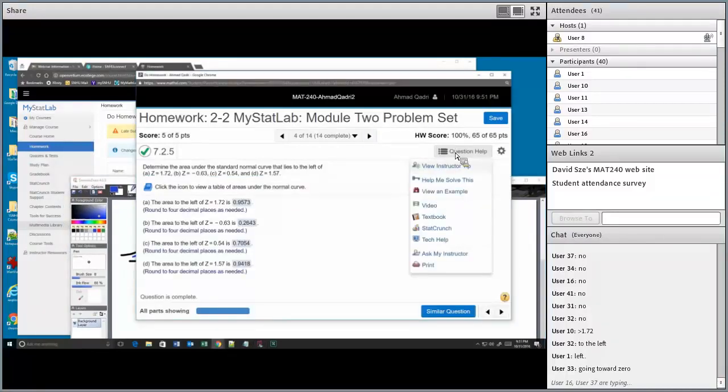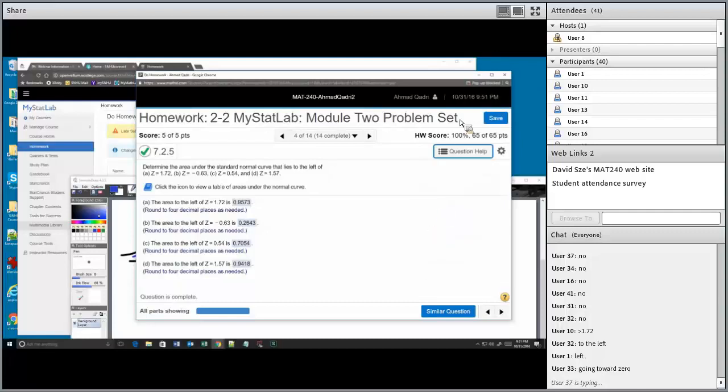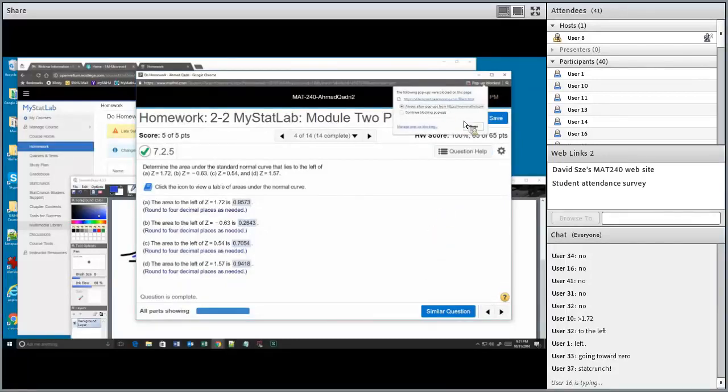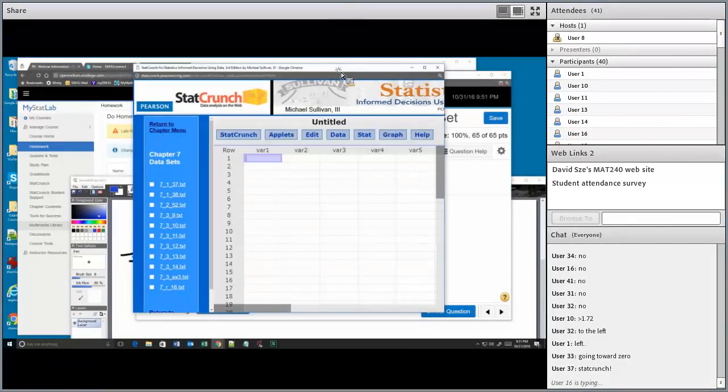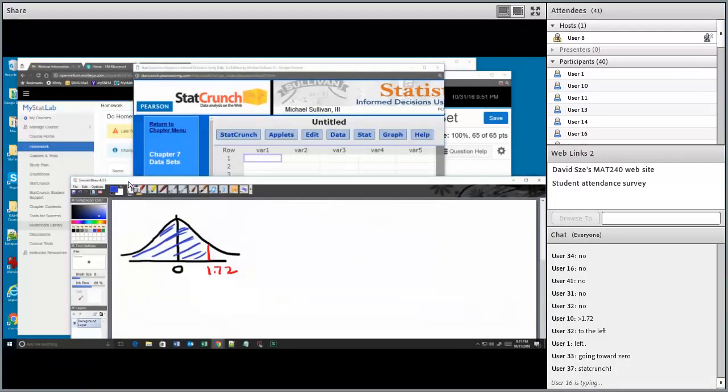StatCrunch is our friend. I'm going to open StatCrunch and then I'll show you what it is. Okay. So my suggestion to you is always draw out this curve. Always, always for these problems, draw it out. If you're not going to draw it out, you're going to get confused. These problems can be confusing if you don't visualize them.